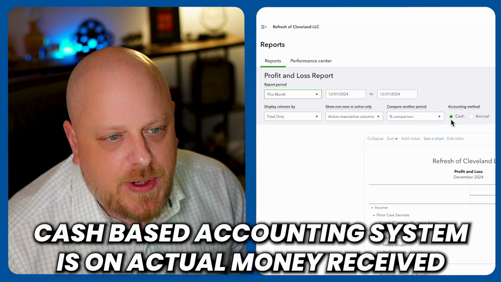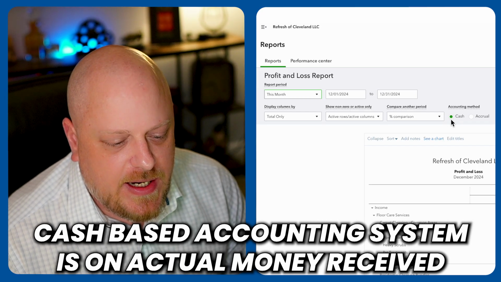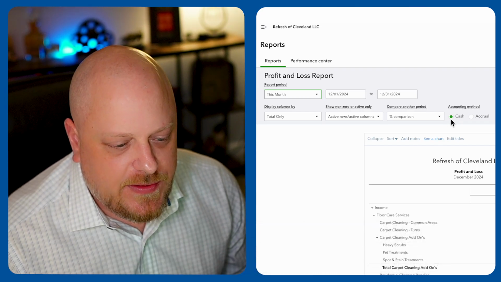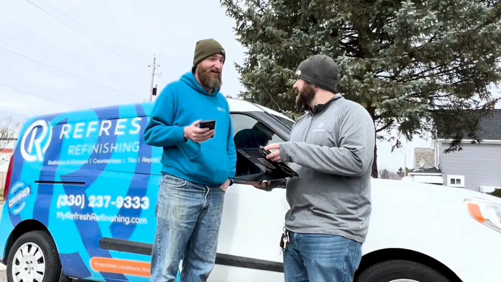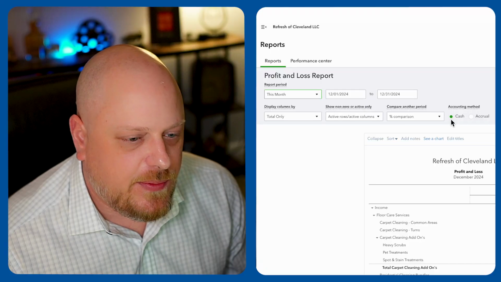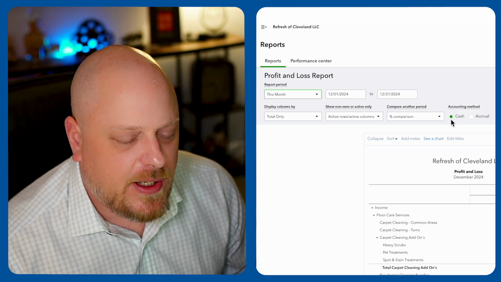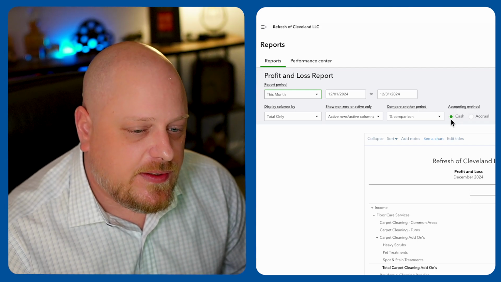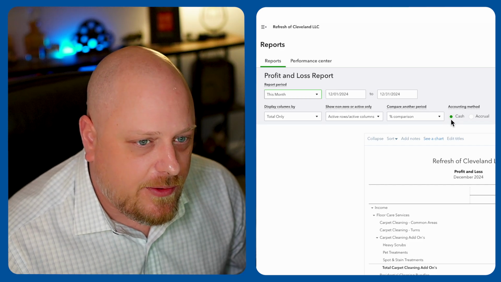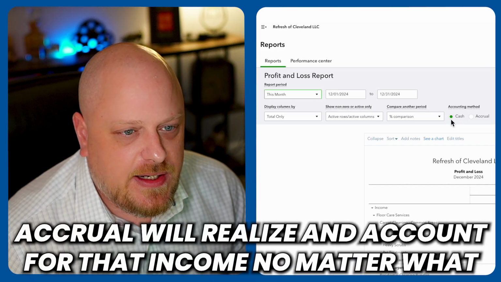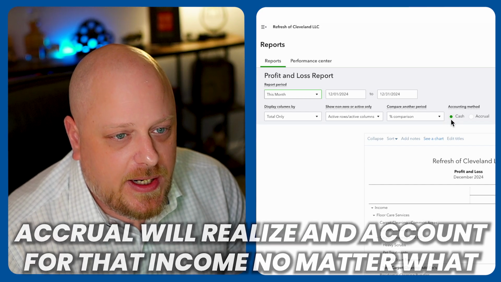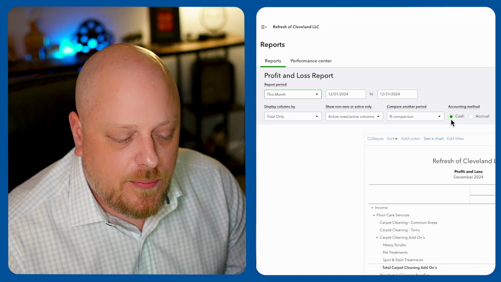So a cash-based accounting system is on actual monies received. An example of this would be you invoiced a client. When they pay that invoice, that's when it's going to realize that revenue on your profit and loss statement. On an accrual basis, when you invoice the client, regardless if they've paid or not, it's going to realize that income on this statement.